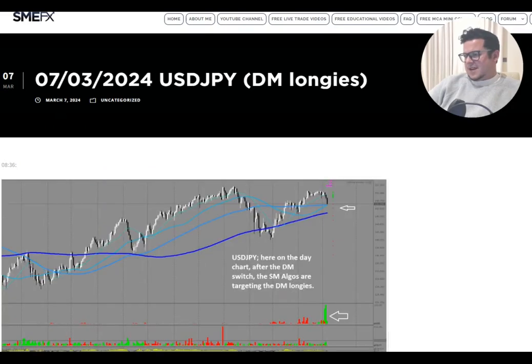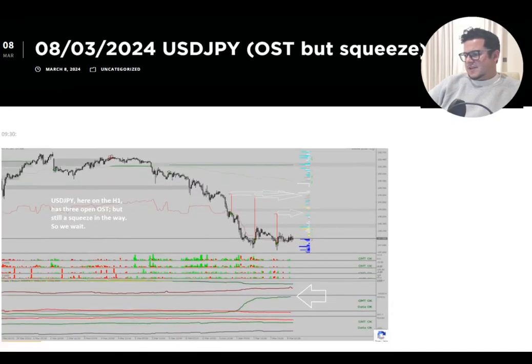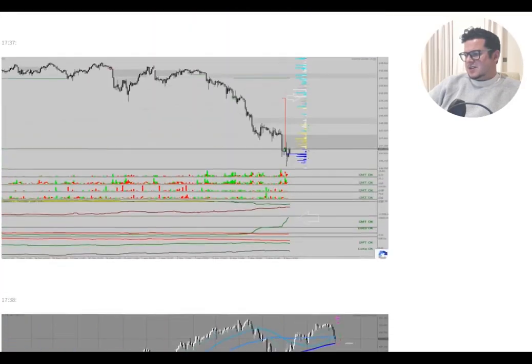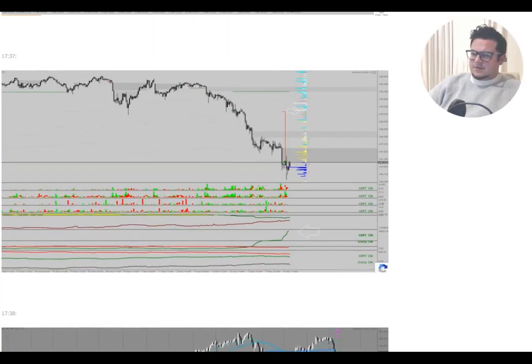Wait for the right setups, and then pull the trigger if all the conditions for your trades are in front of you and are met.